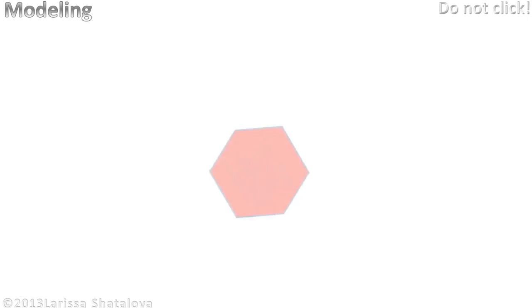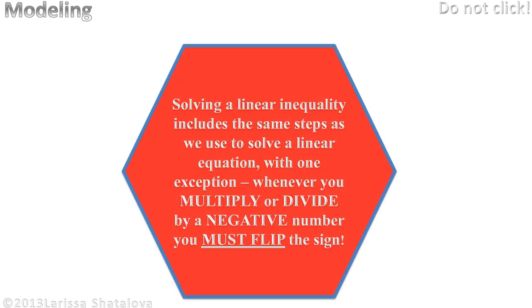In your textbook, you can read that solving a linear inequality includes the same steps as we use to solve linear equations, with one exception, which is very important. Whenever you multiply or divide by a negative number, you must flip the sign. You don't have a choice. You must flip the sign if, for some reason, you have to multiply or divide by a negative number.